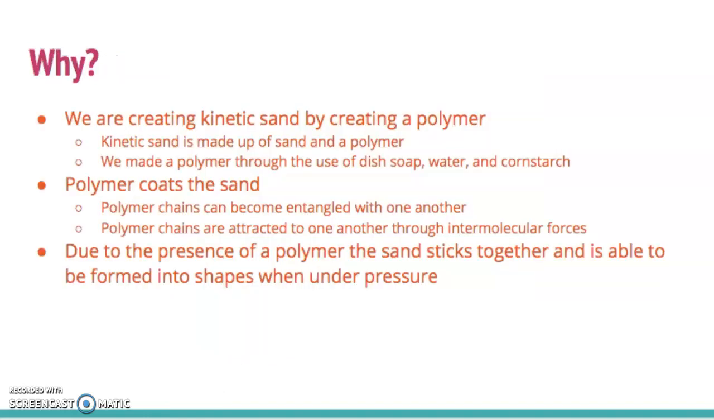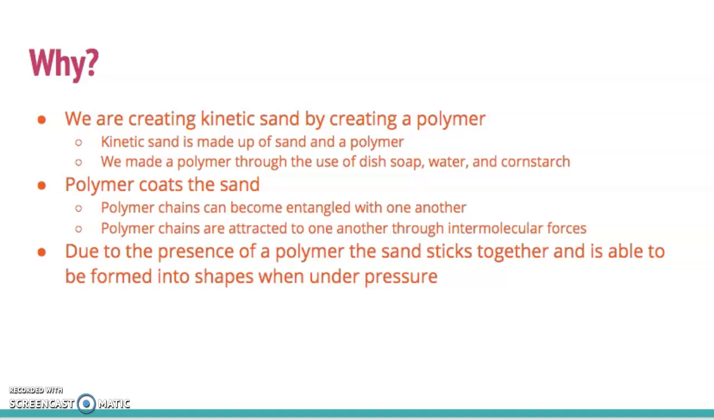So why did this happen? So in this experiment, we are creating kinetic sand, as we know. And the reason why this is possible is because we are creating a polymer. So the kinetic sand is basically just made up of the sand and then the polymer. So we have the sand and we make the polymer through the other ingredients that we added, the dish soap, water, and cornstarch. All these elements together create a polymer, which then coats these sand particles.